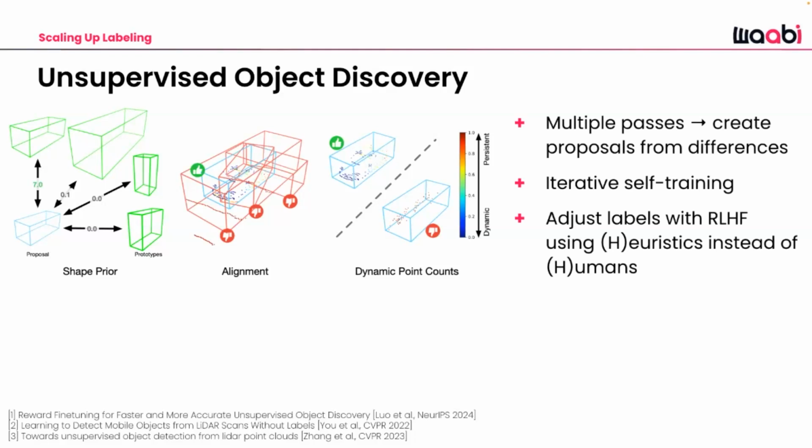So the nice thing here is that you can have a human engineer a few of these heuristics, and then they get reused over and over by the model during this self-training loop. And then you end up with a pretty good detector, even though you didn't have any human labels to begin with.